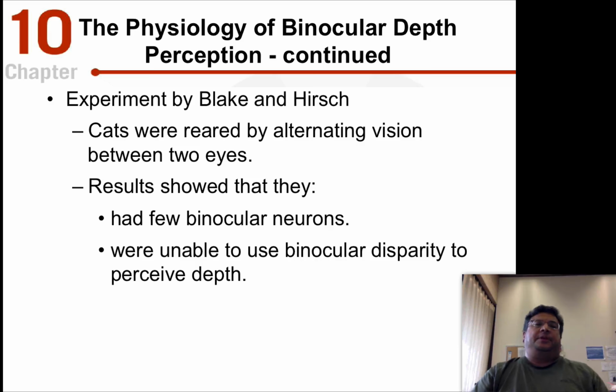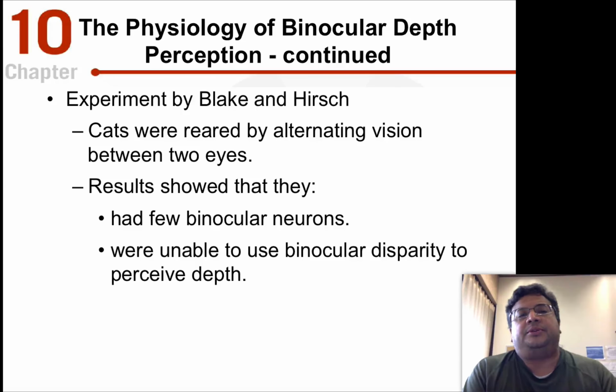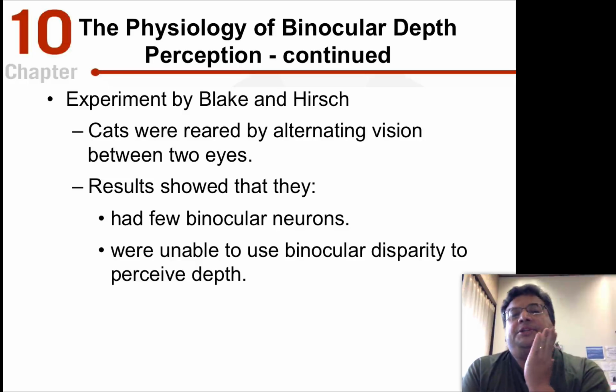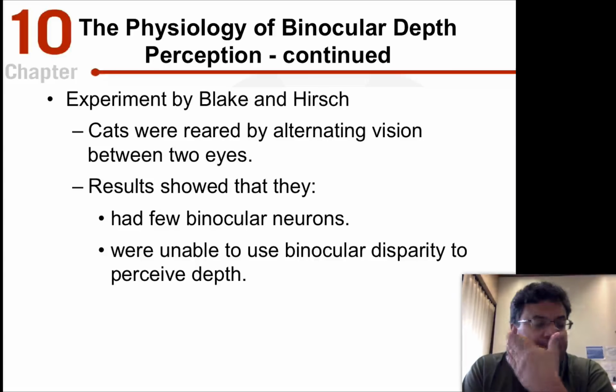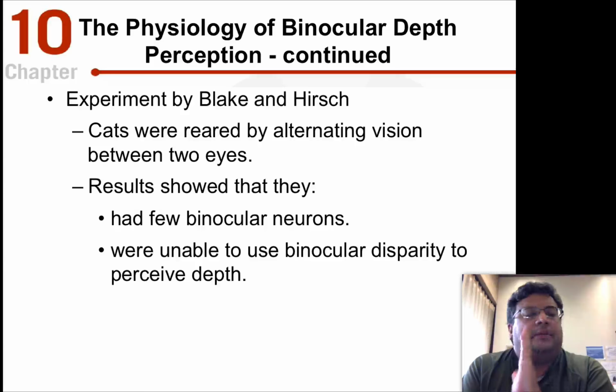So here's an example here, Blake and Hirsch. What they did was they reared cats by alternating the vision between the two eyes. So they would put a little eye patch over one of the eyes of the cat and let it go for a while. Then they would switch eyes and let it see out the other eye. But the cat was never able to see out of both eyes.